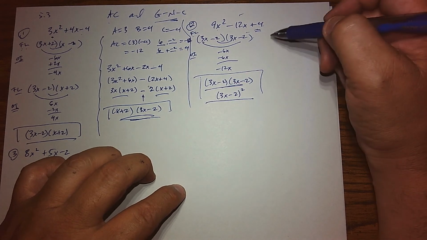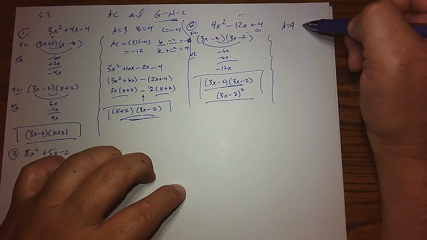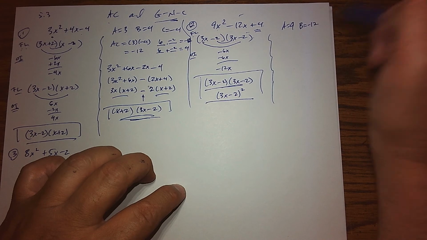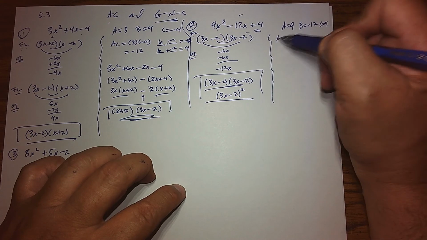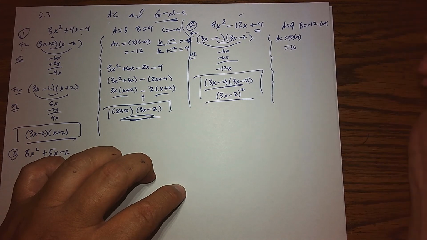So we're good to go. So what are my AC people doing? Well, first we're talking about A being 9, B being negative 12, and C being 4. So my AC is 9 times 4, which is 36.